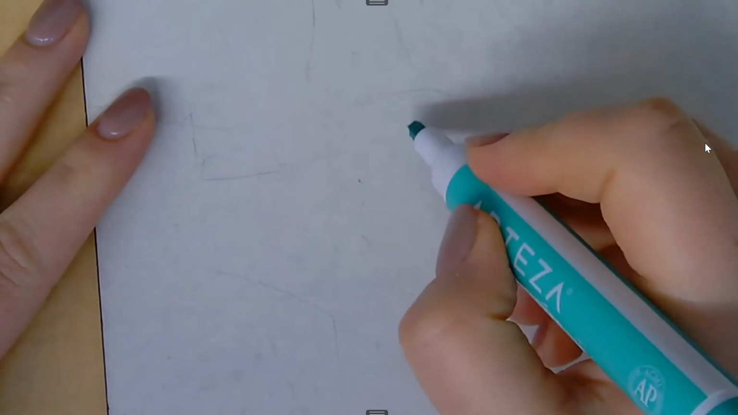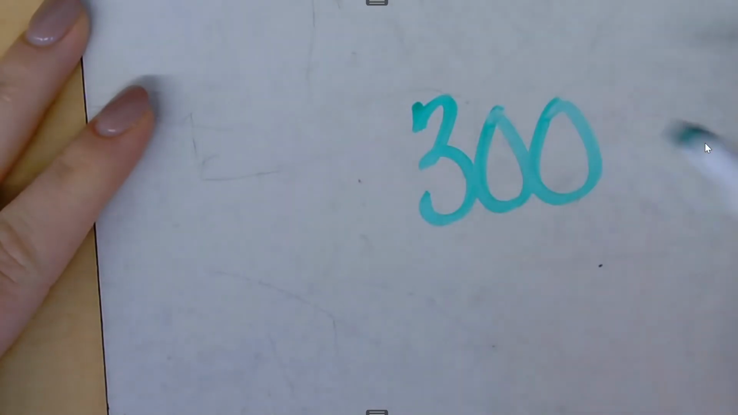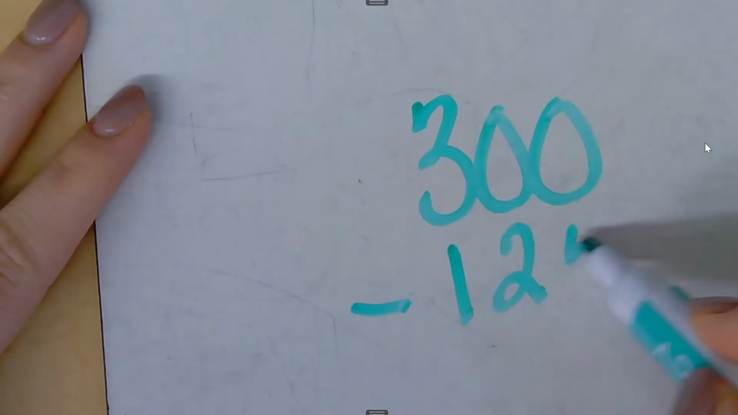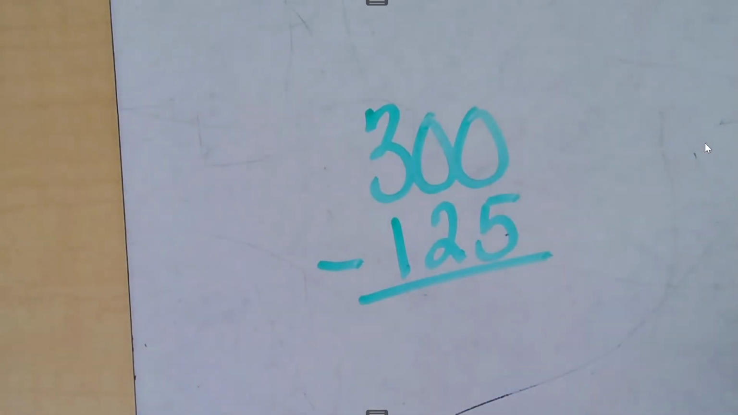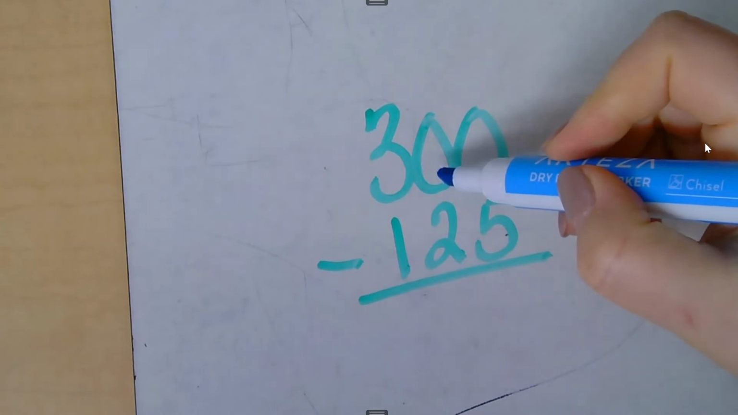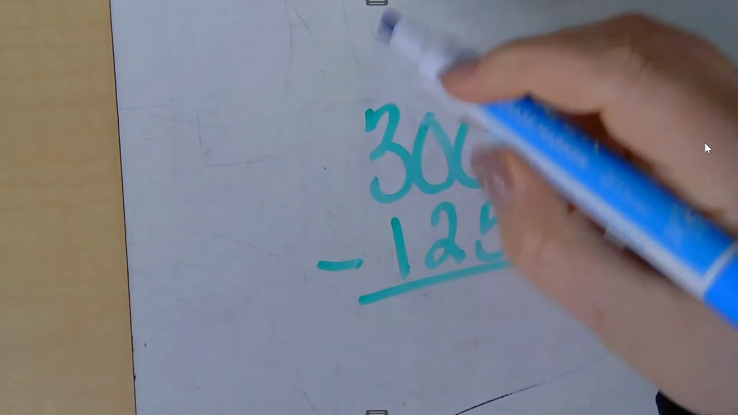So let's say that we have 300 minus 125. Okay? Now, 0 minus 5, I cannot do that. So I go to my neighbor. My neighbor cannot help me, so he goes to his neighbor.